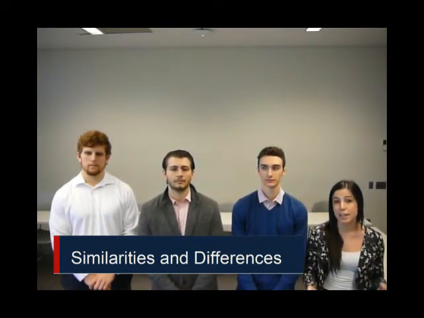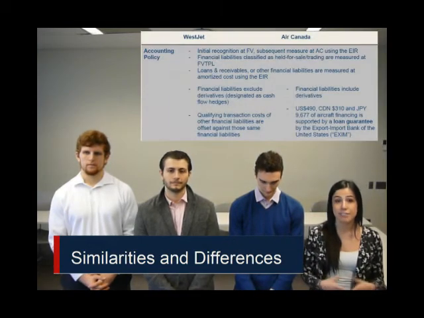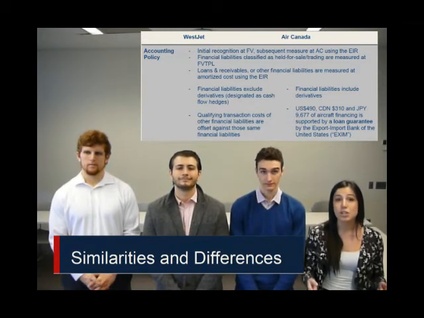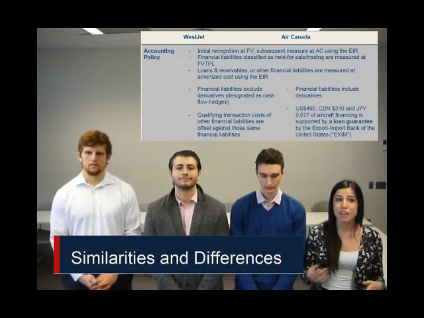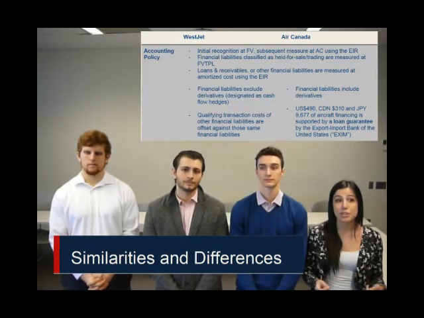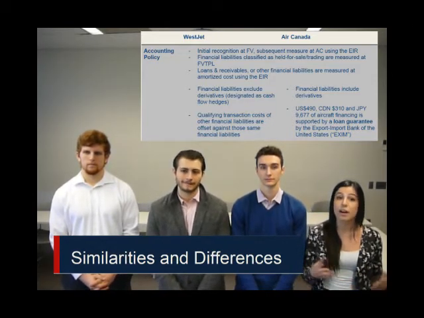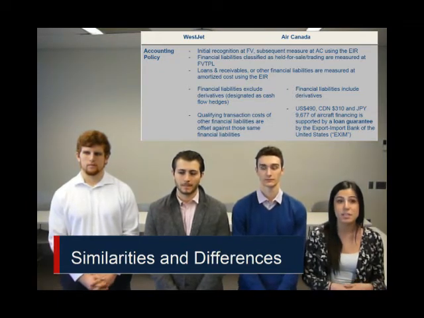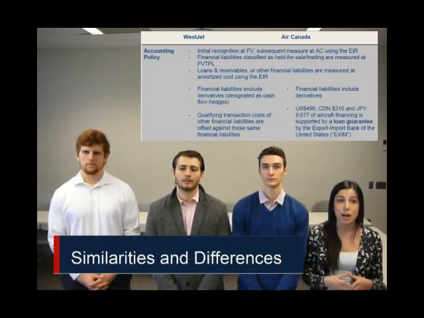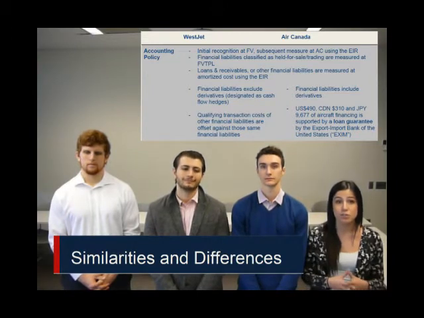So starting off with WestJet and Air Canada, I want to take it into first the similarities between these 2 companies within the accounting policies. As already stated by Marc, the initial recognition is at fair value for these liabilities, and then the subsequent measure is at the amortized cost using the effective interest rate method. All financial liabilities that are classified as held for sale or trading are measured at fair value through profit or loss. However, the loans and receivables, or other financial liabilities, as previously discussed, are measured at amortized cost using the effective interest rate method. This is similar under both WestJet and Air Canada, and both companies extensively disclose this to their viewers.